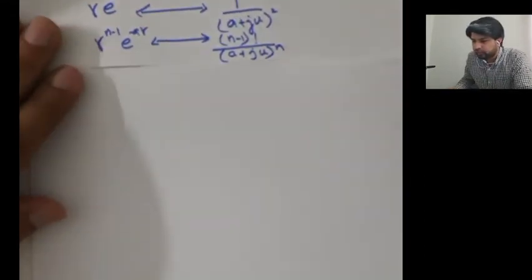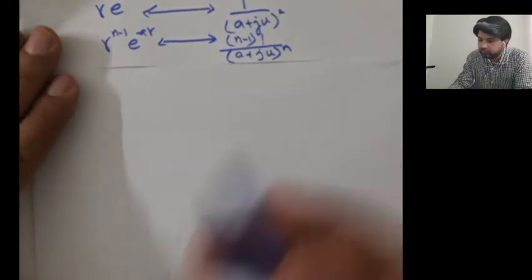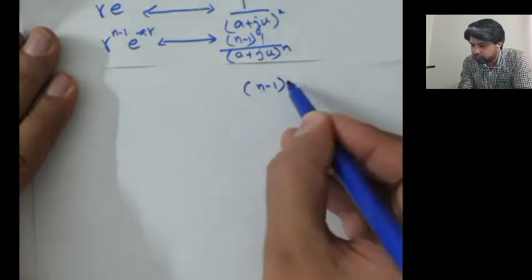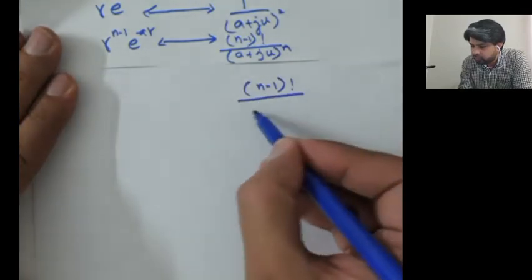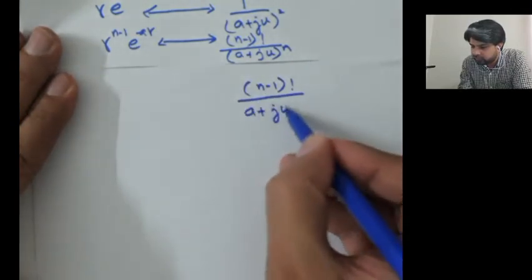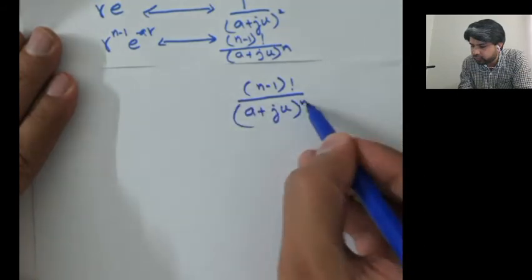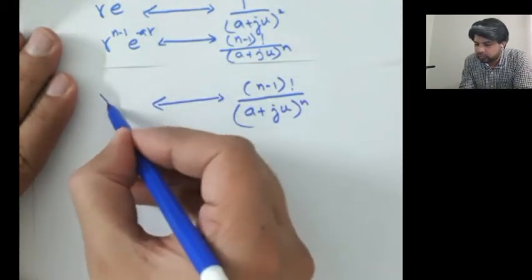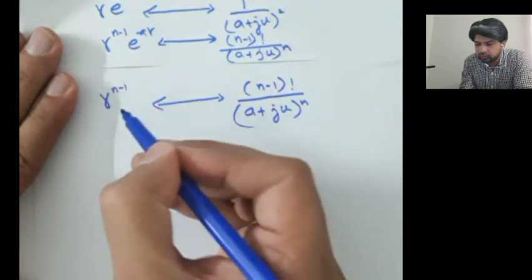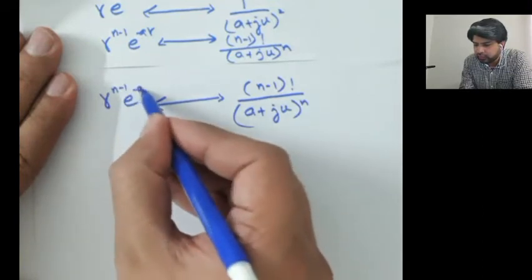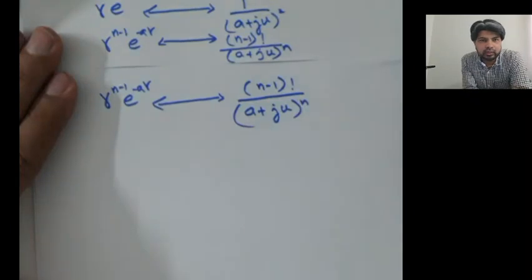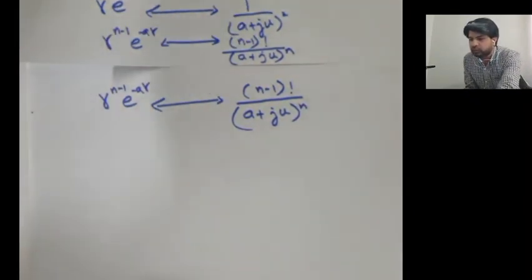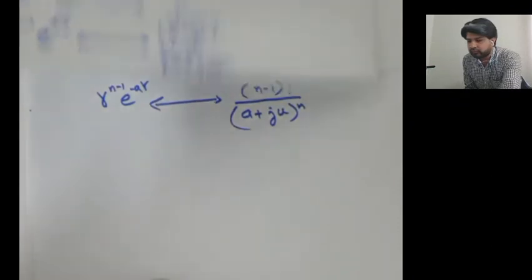So we have this Fourier transform pair which says that (n minus 1)! over (a plus jv) to the power n would have an inverse Fourier transform of gamma to the power n minus 1 e to the power minus a gamma. So that is pretty useful. And remember, what we want to compute is this Fourier transform.